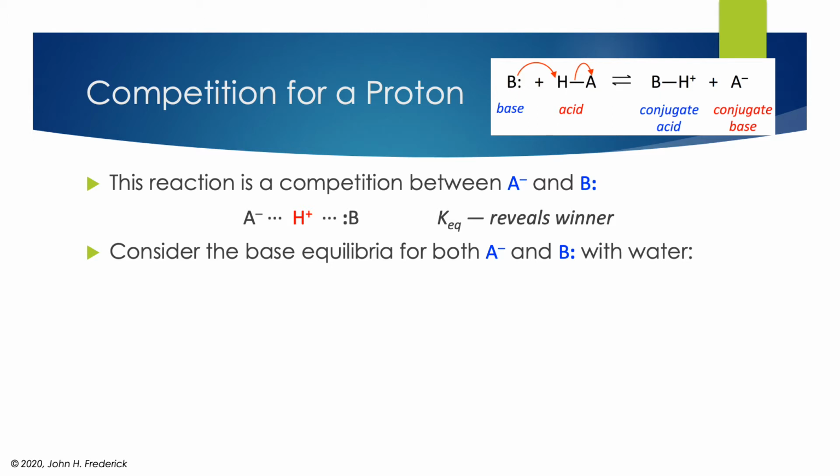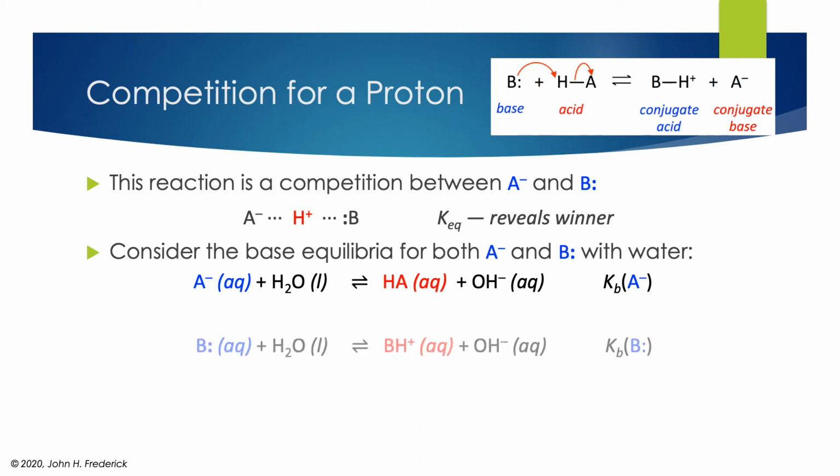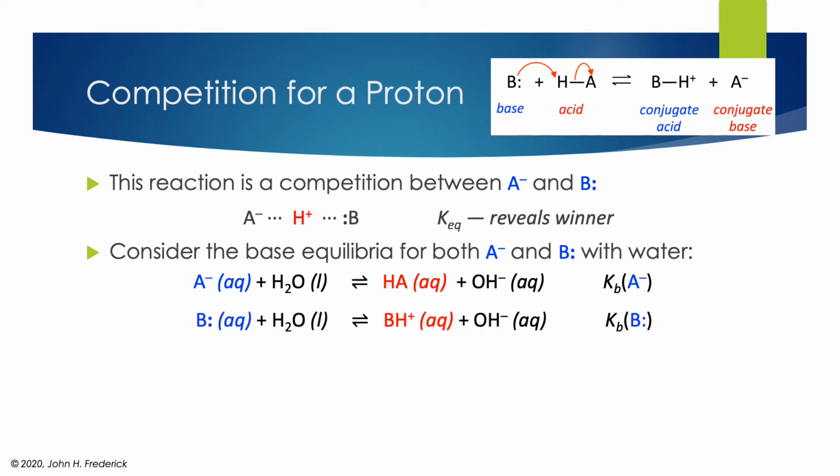So now what we want to do is consider the base equilibria that relate to both the conjugate base of the weak acid, A-, and to the base. And we're going to test how strong they are versus water, and that's going to tell us how strong they are relative to one another. So here is the Kb reaction for the conjugate base of the weak acid. And here's the Kb reaction for the base in this overall reaction.